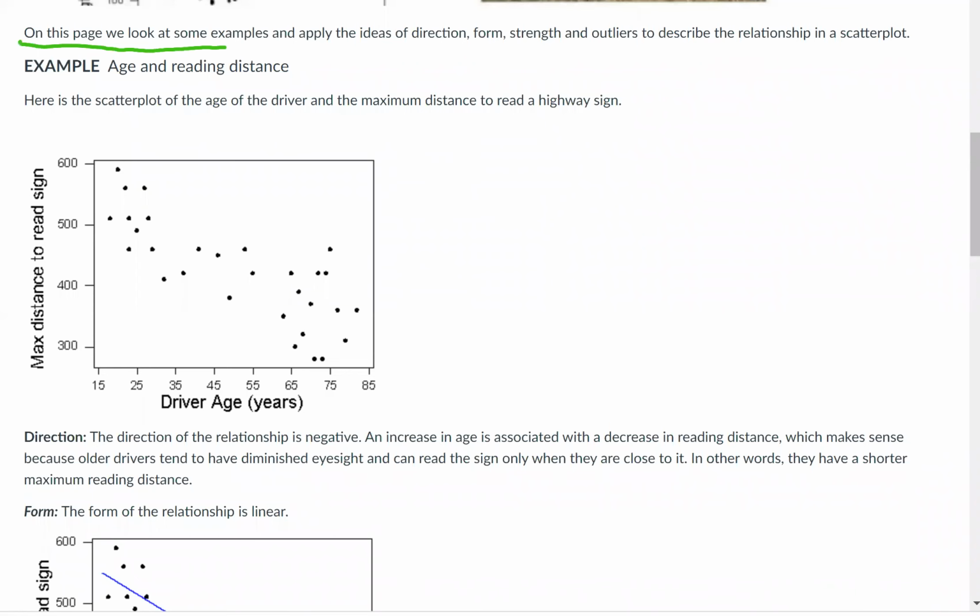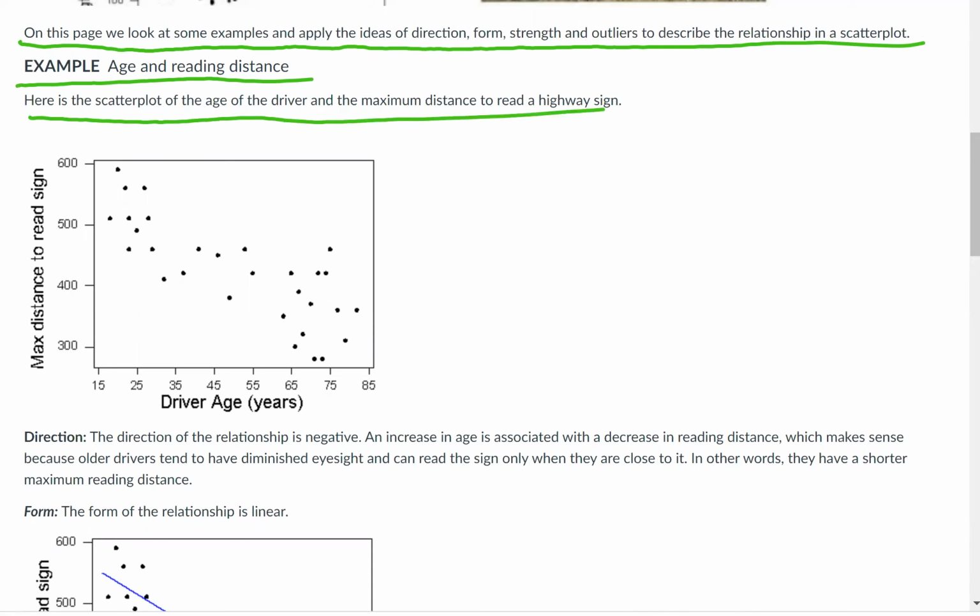Now on this page, we'll look at some examples and apply the ideas of direction, form, strength, and outliers to describe the relationship in a scatter plot. So we'll look back at that same example we saw on the first page of this module, age and reading distance. The scatter plot of the driver's age and the maximum distance they can read on a highway sign is below.